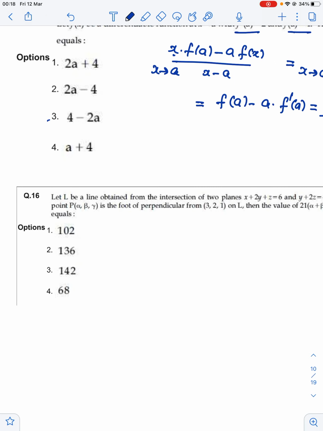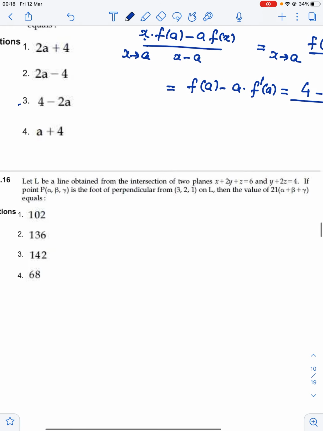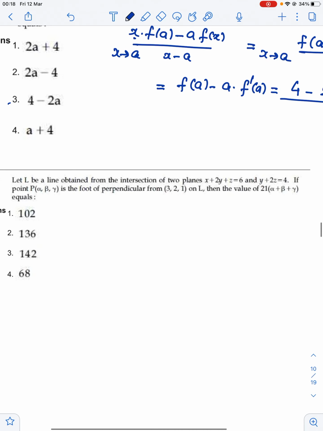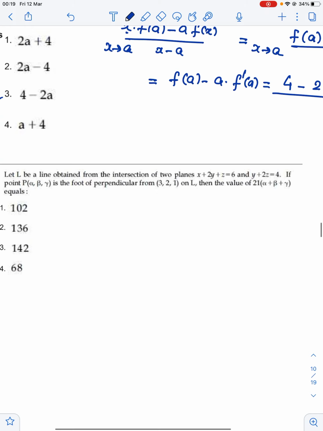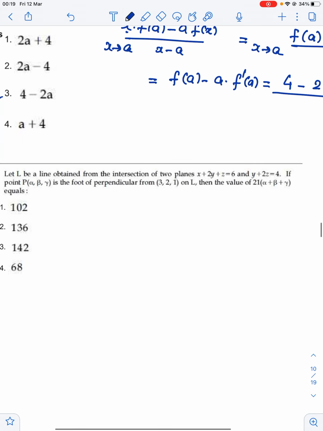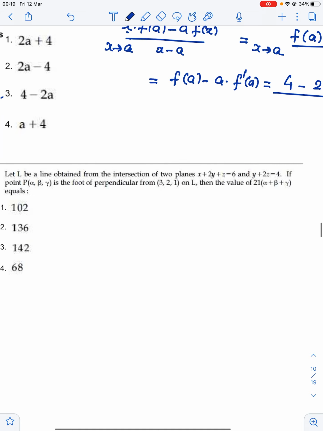Next question is question number 16 from 3D, and again some mirror images are also used. Let L be the line obtained from the intersection of two planes. So let us say this line, which is obtained by the intersection of these two planes, is L, and P is the point (alpha, beta, gamma), which is the foot of perpendicular from the point (3, 2, 1) on the line L, and the value of this.